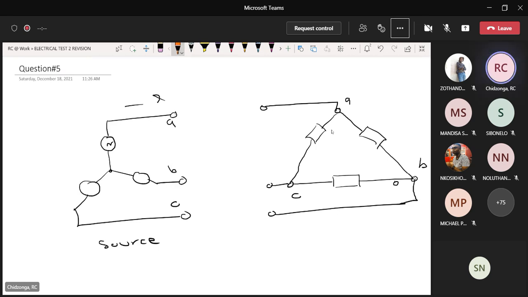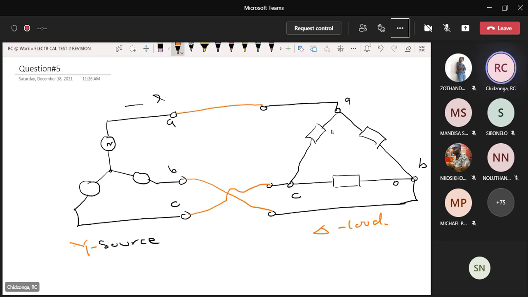A goes to A, B goes to B, C goes to C. All right? So this is the delta load. This is the star source. Further in the diagram, you have to show the following.